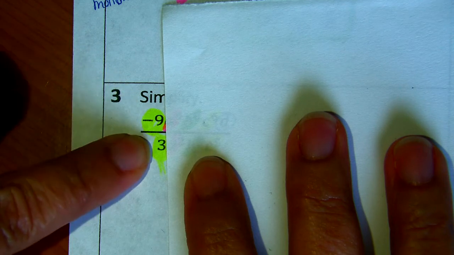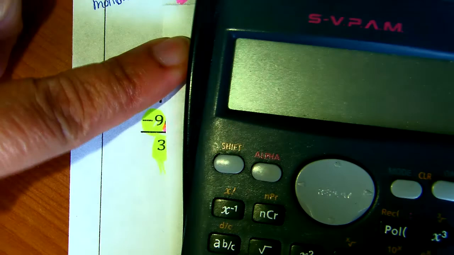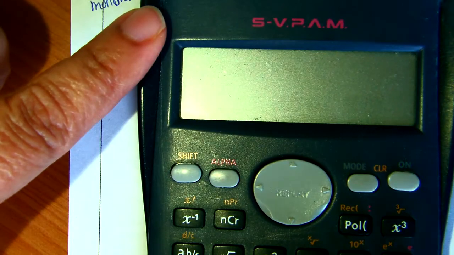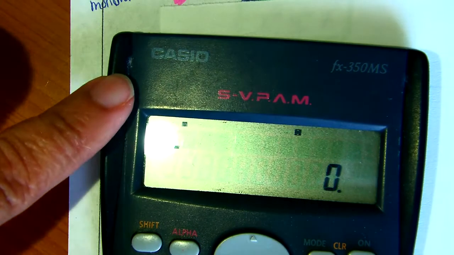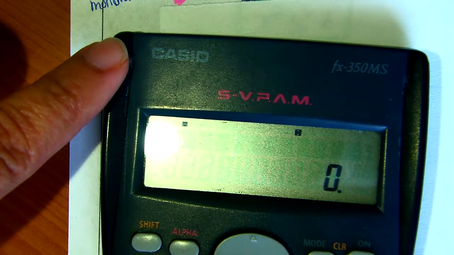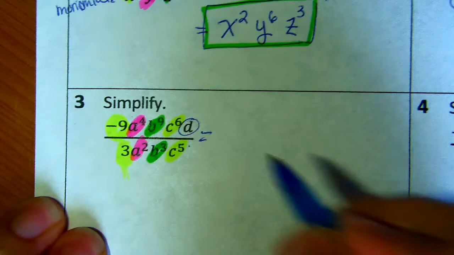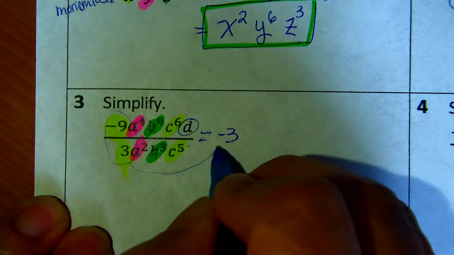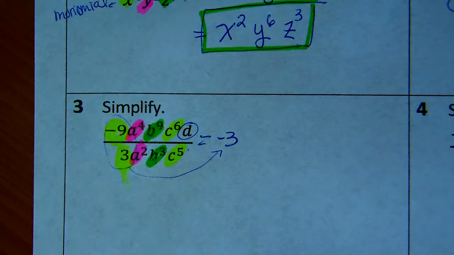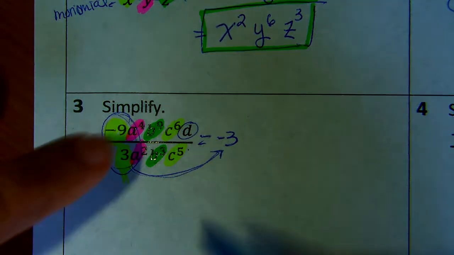The -9 will divide the 3. What do you get dividing -9 by 3? Just put it in your calculator. -9 divided by 3, and it gives you -3. Okay, so I'm going to start writing over here: -3. This is the result of these two right here. Make it stand out. All right, now let's begin with the letters.